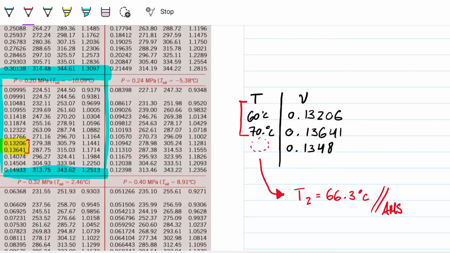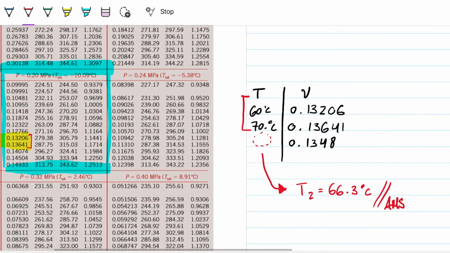So 66.3 is consistent. 0.1348 is closer to 0.13641 than it is to 0.13206. So therefore, it should be closer to 70, and indeed it is. So all good there.